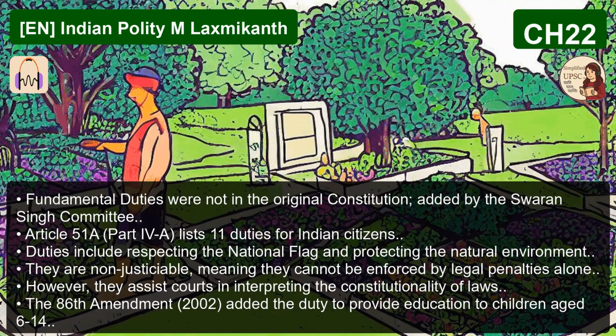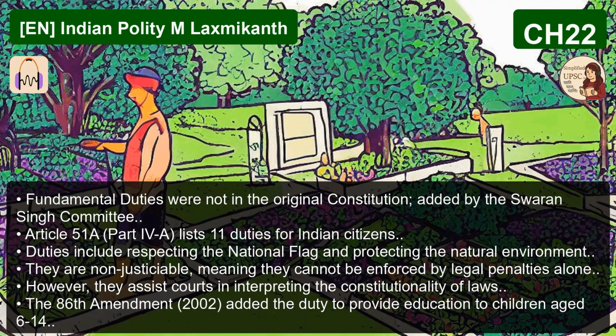Okay, let's fast forward to the most recent big change in this area, the 103rd Amendment Act of 2019, the EWS Reservation. How is this different from the SC/ST/OBC quotas? It's fundamentally different because it introduces a purely economic criterion for reservation. It moves away from the traditional basis of historical social backwardness. So what did the amendment do?